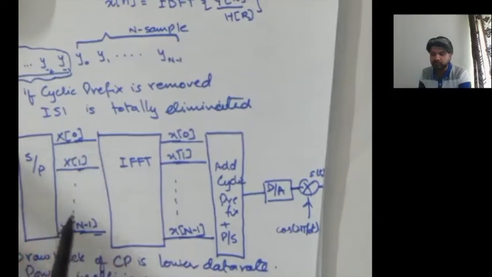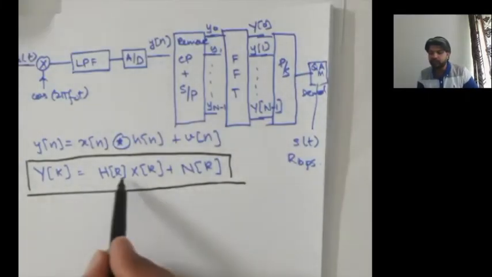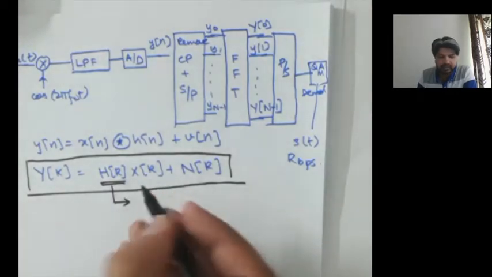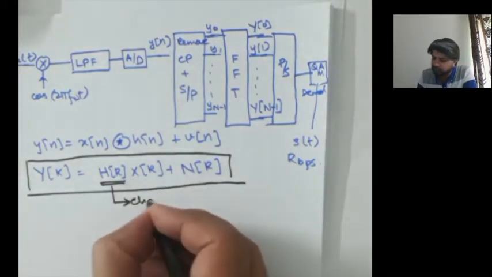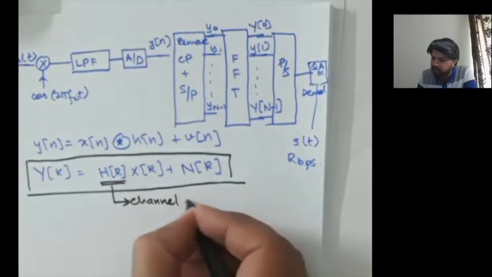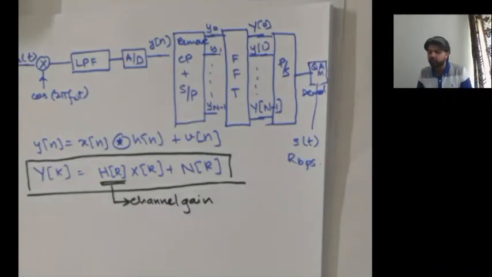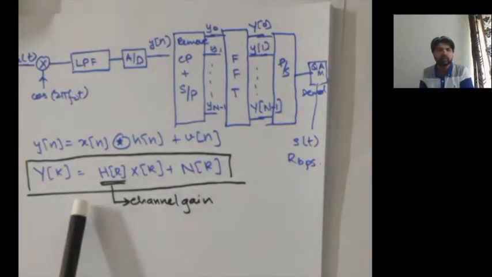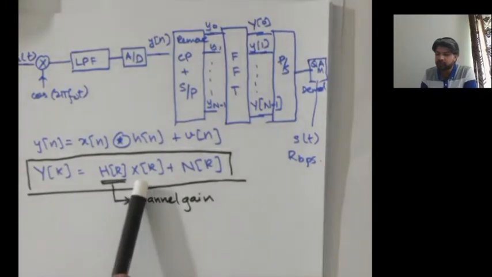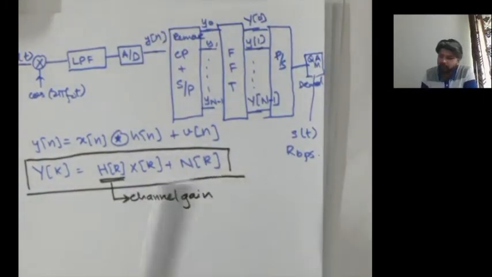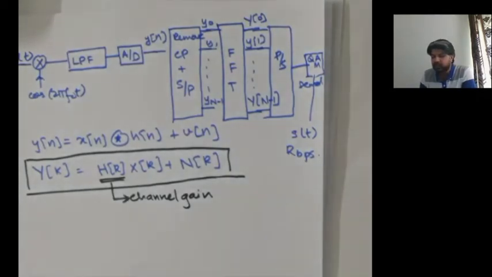So this x of k times h of k, you can think of this h of k as a channel gain, plus some noise n of k. Equivalently, you can write your OFDM transmission in a very simple form: h of k times x of k plus n of k, where h of k is the channel gain for a particular subcarrier.